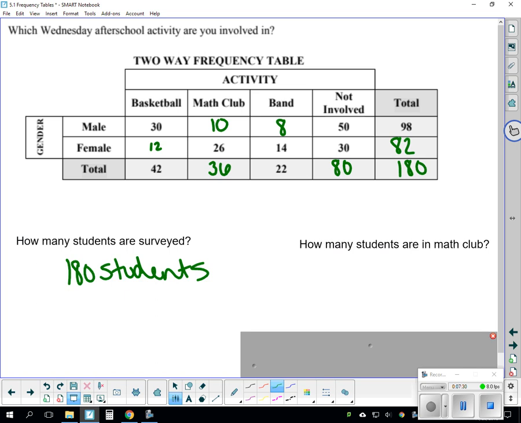How many students are in math club? Again, it does not specify male versus female, so that means they want a total. So we would say 36 students. Yay, math. There you go, two-way frequency table.